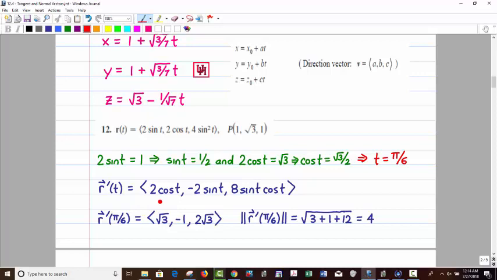And then put in pi over 6. Okay, that's just numerical calculations. I got root 3, negative 1, 2 root 3. Took the magnitude. Well, that worked out to be a nice convenient little 4 there. When you square each of those terms, you get 3 plus 1 plus 12. Square root of 16 is 4.